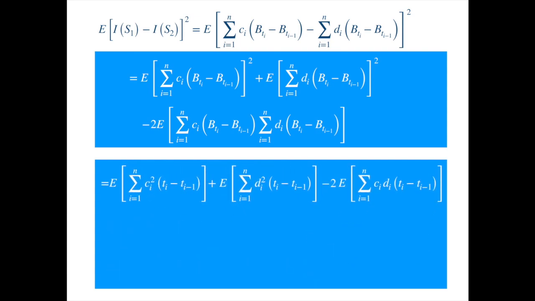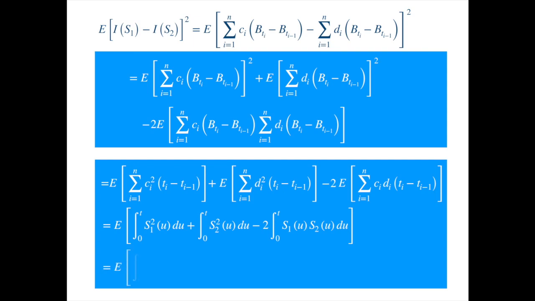Now the three summations are nothing but the Riemann integrals in the limit, so we can write them in terms of the step functions as follows. Remember, c and d represent the first and the second step functions. Square and cross terms are not a problem because the intervals are disjoint. And we can now write it as a complete square. This is a remarkable result that we should celebrate.